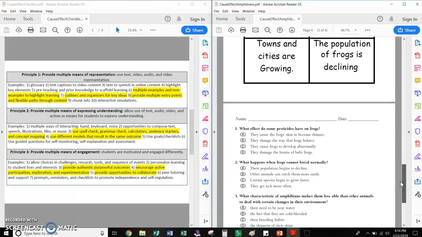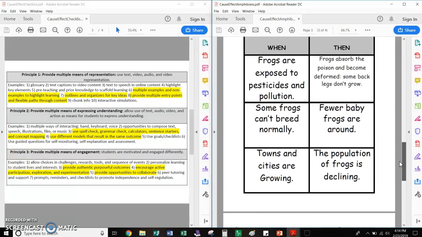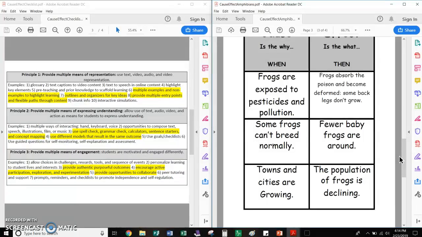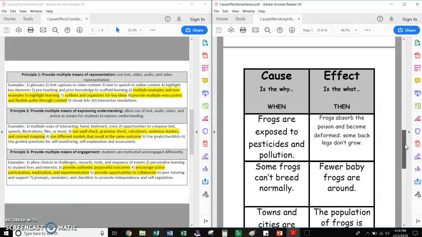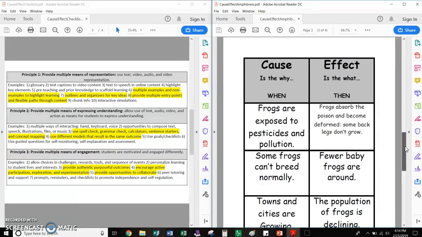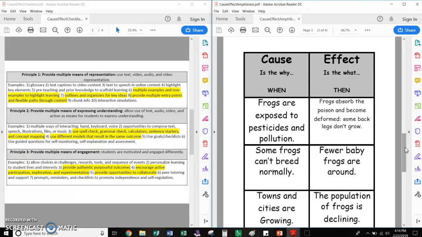So in principle two, providing multiple means of expressing understanding: using spell check, grammar check, calculators, sentence starters, and concept mapping. The reason why I highlighted that was the concept mapping. Even the sentence starters for my lower readers, a lot of times we go back to effect is the what, causes why it happened, and really starting off a sentence by saying this happened because.